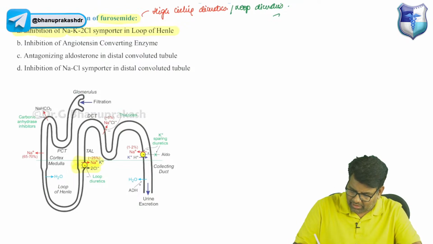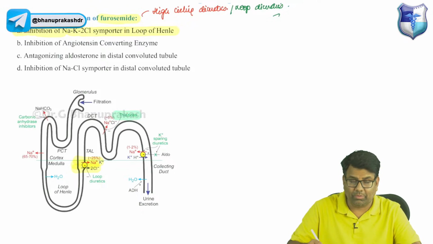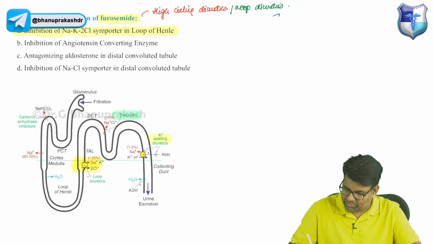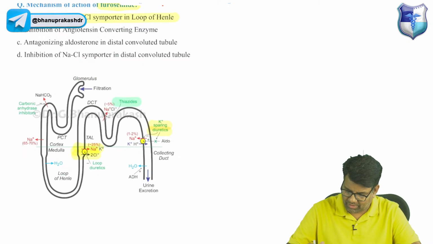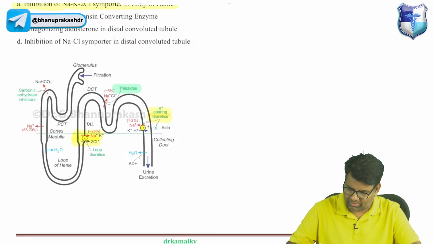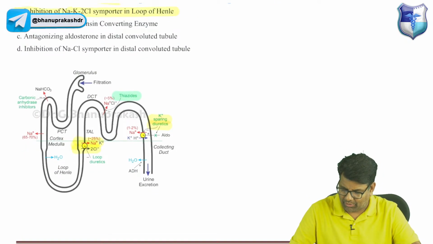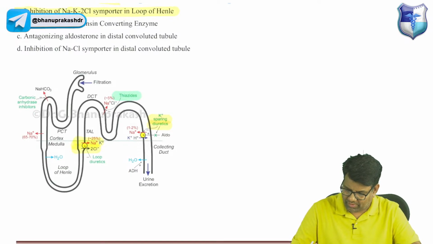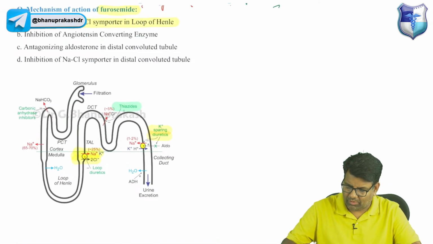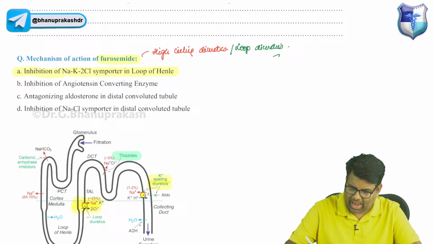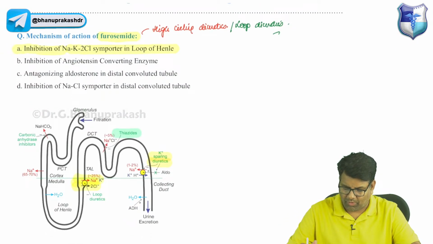Thiazides act at the distal convoluted tubule, where they inhibit the sodium chloride transporter. Then the potassium sparing diuretics like spironolactone act on the DCT and inhibit the action of aldosterone. These are the three important classes of diuretics and their site of action. So furosemide is also known as a loop diuretic because it acts at the loop of Henle.